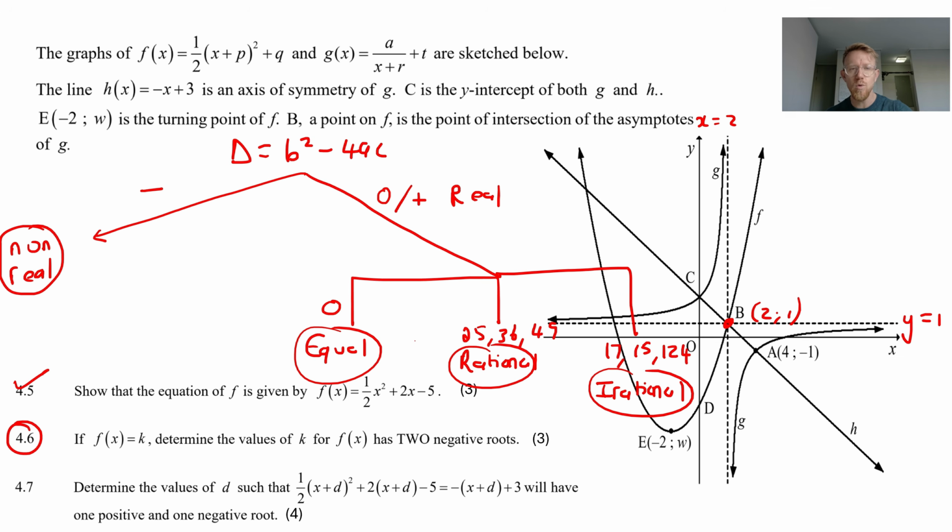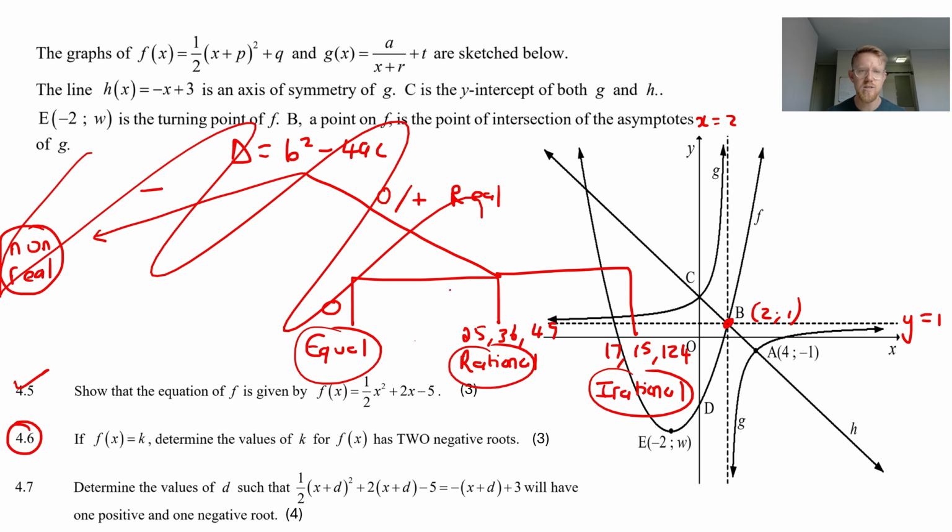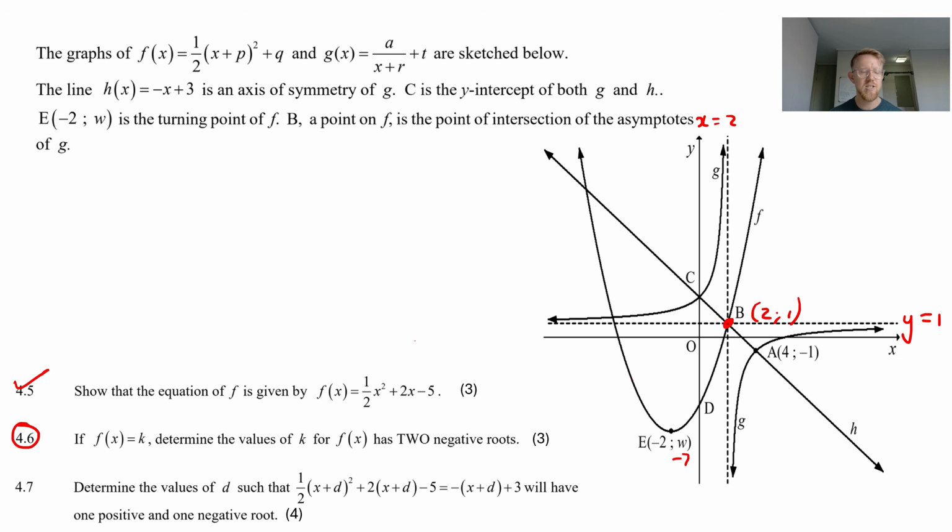They only tell you those 4 different things. So they didn't say here non-real, equal, rational, or irrational. They didn't say any of that. So nature of roots is not going to help us at all. So what we actually need to just do is the following.